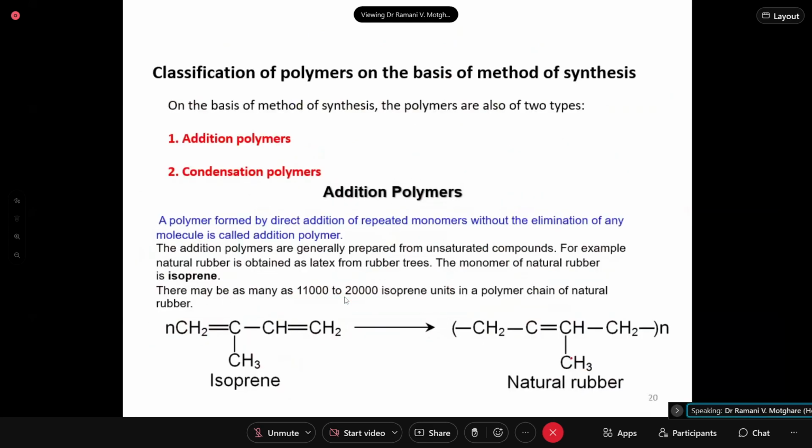Then addition and condensation polymerization. So isoprene has two double bonds, and this bond will break, and during polymerization it will make these two available. Okay, and this will shift here. So that is what has happened, and this line should come out of the bracket. So that is how you prepare an addition polymer, that is natural rubber.